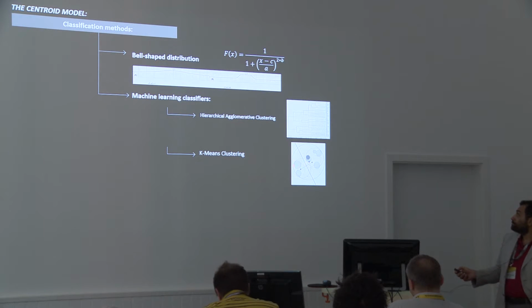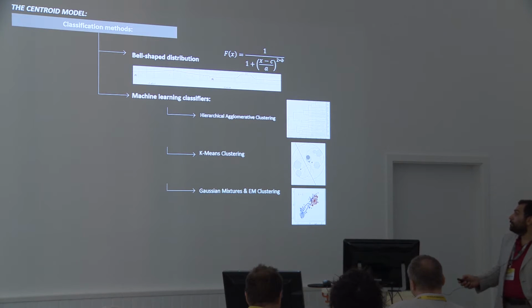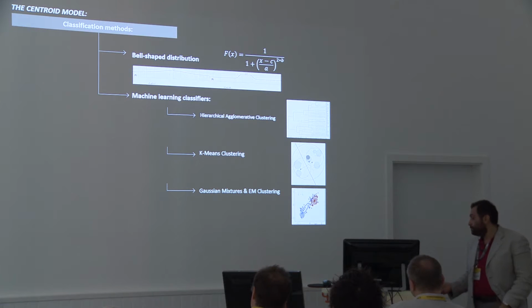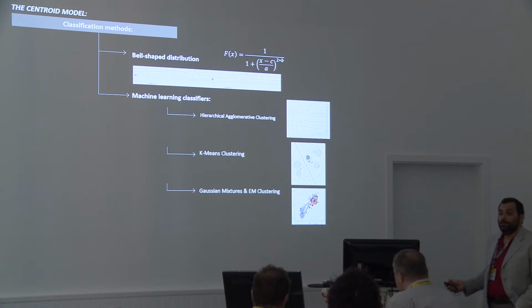This means a crisp and sharp belonging to any of these centers. After the clustering, the process repeats itself until convergence. It always converges to some final result. The final one, Gaussian mixture and EM clustering, is a probabilistic form of k-means clustering. Each point has a probability to belong to this cluster and another probability to belong to that one, so it's fuzzy in nature.